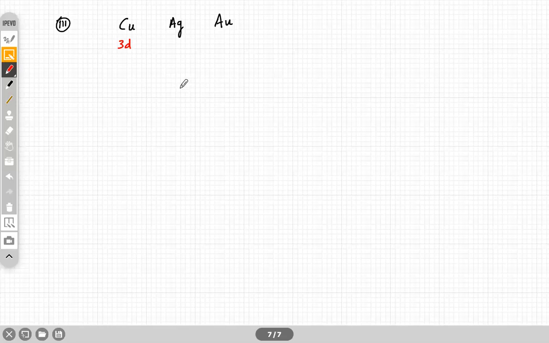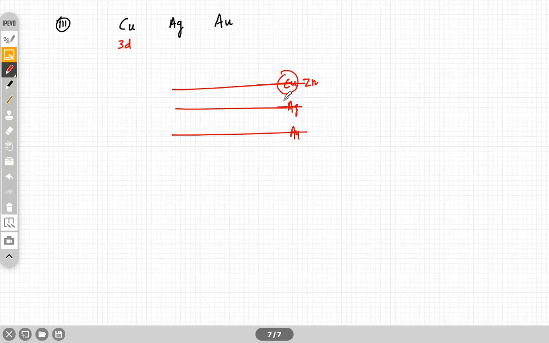Because the D block element you see, the first one is 3D, then 4D, and then 5D. Correct? Like this we have 3D series, 4D series, and 5D series. And in the last we have zinc, and before zinc we have copper. And below copper we have Ag, and here we have Au. Yes or no? Could you check that? Yes. So this is 3D, this is 4D, and this is 5D series element, correct?